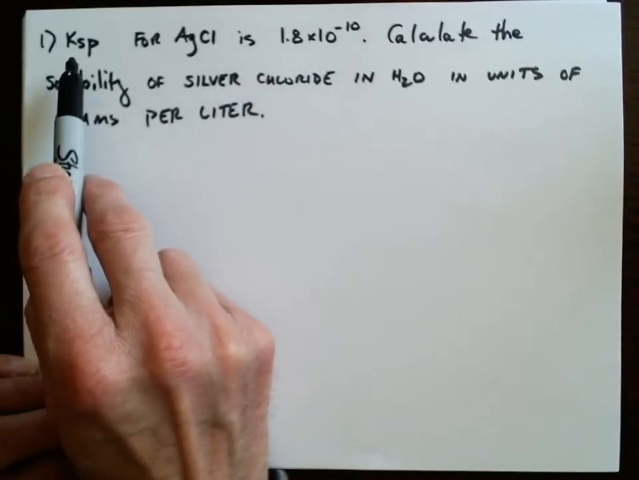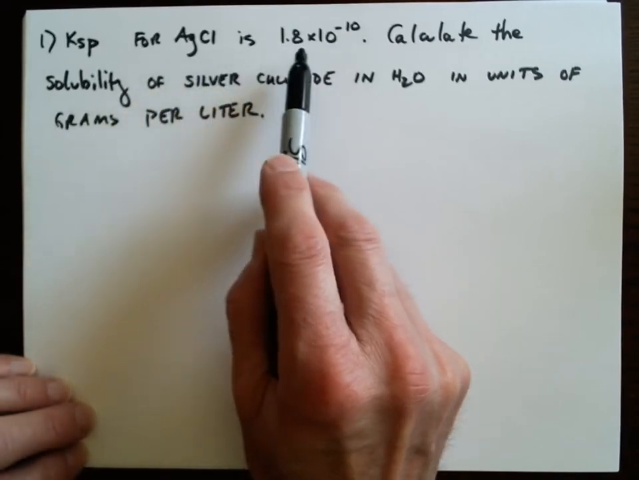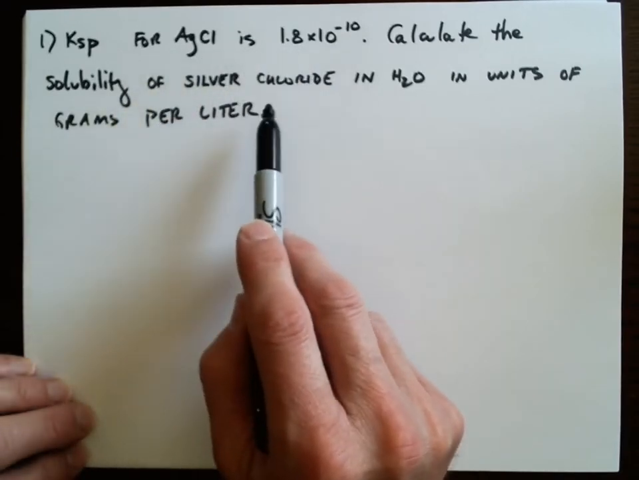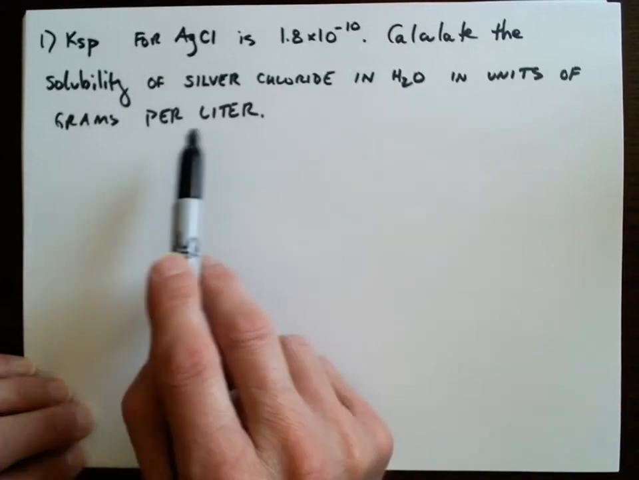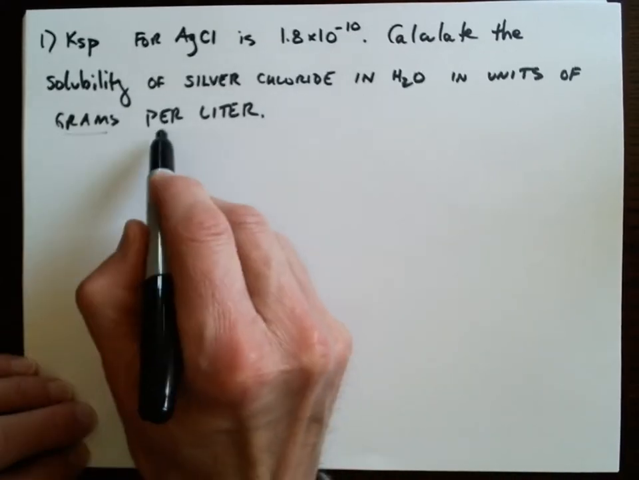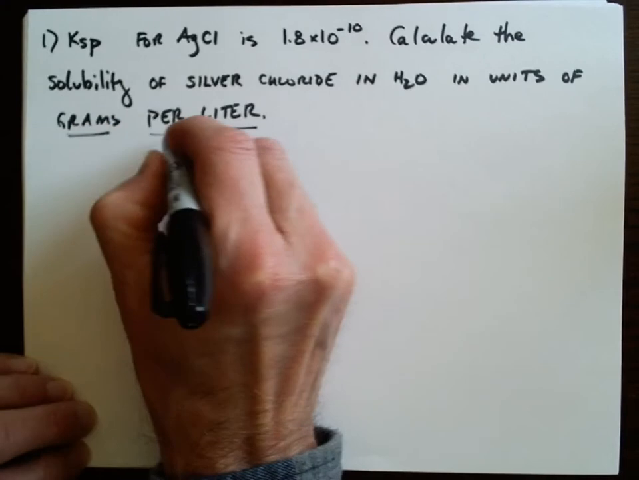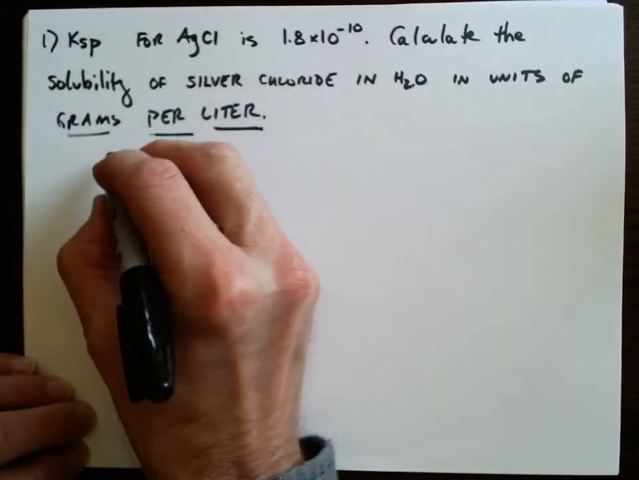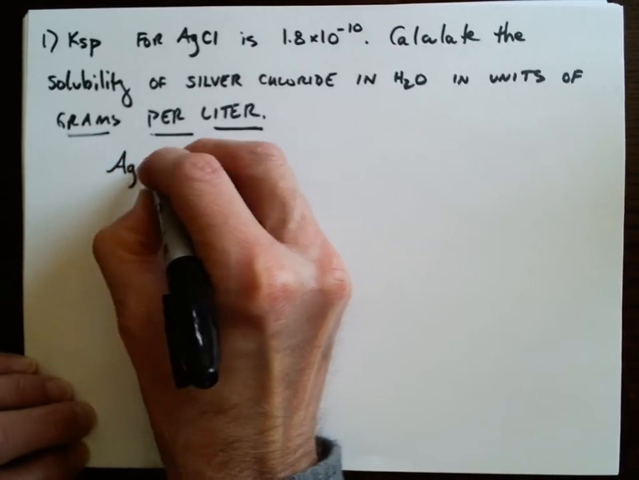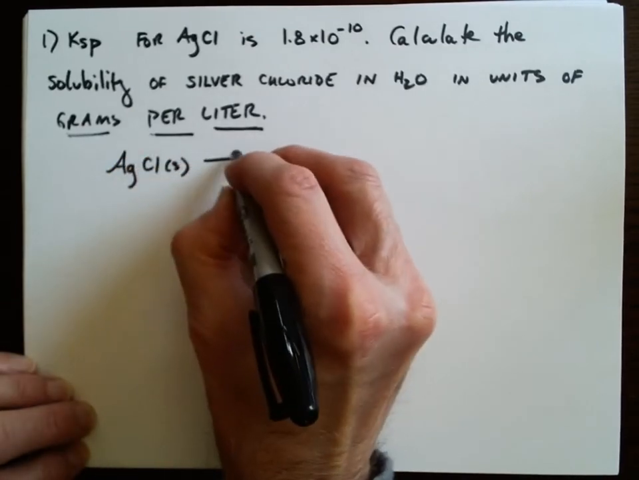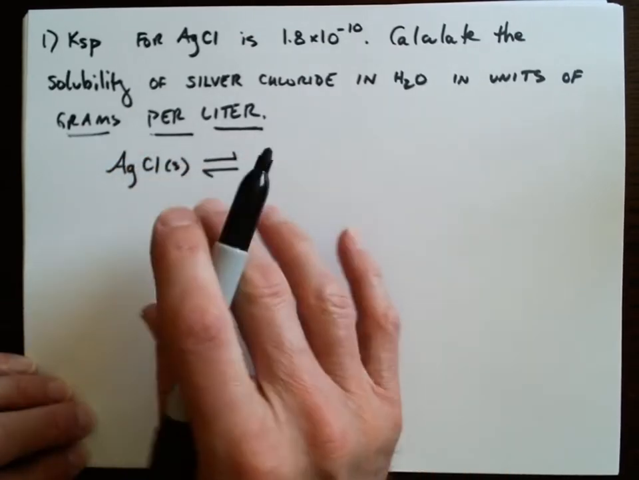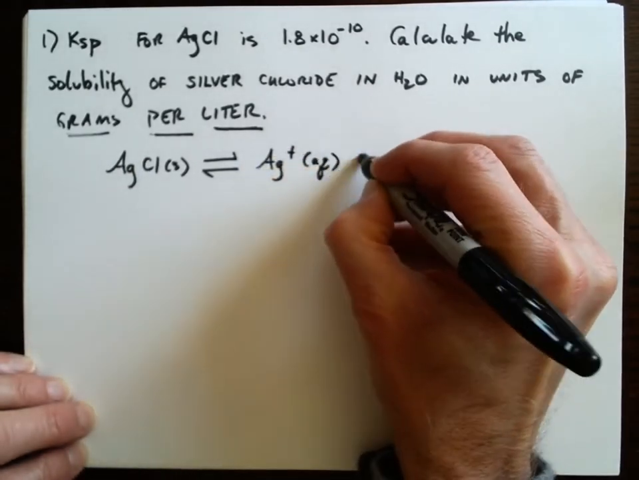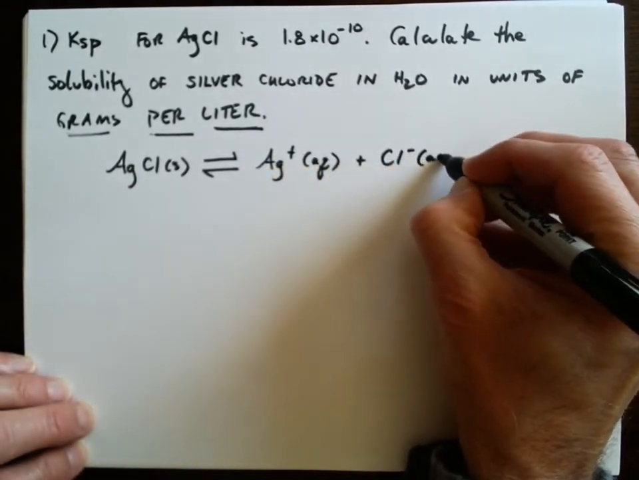Okay, the first problem is the Ksp for silver chloride is 1.8 times 10 to the negative 10. Calculate the solubility of silver chloride in water in units of grams per liter. I better pay attention to that. Grams per liter. Okay, so I'm going to write the solubility expression. So I have silver chloride solid, and that's going to dissolve a little bit. We're going to get aqueous silver ion, and we're going to get aqueous chloride ion.